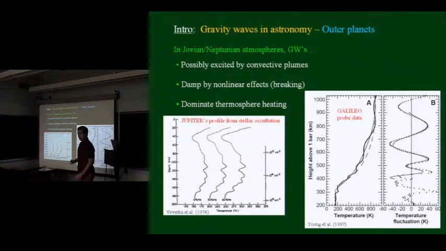In the atmospheres of the giant planets in the solar system, they're excited instead by convective overshoot rather than terrain. Again, they damp by nonlinear effects as their amplitude grows, or wind shear breaks them at altitude. But as opposed to the Earth's atmosphere, here they totally dominate the heat budget.